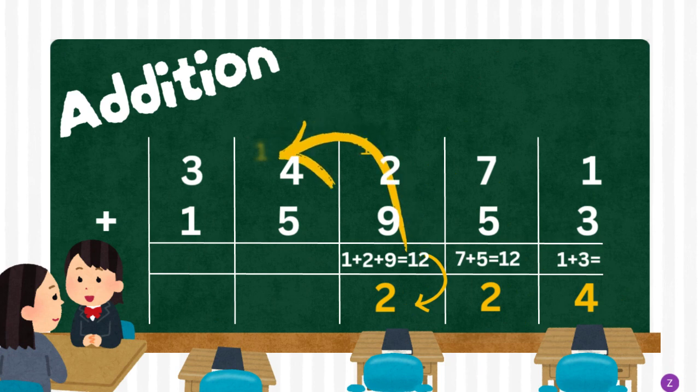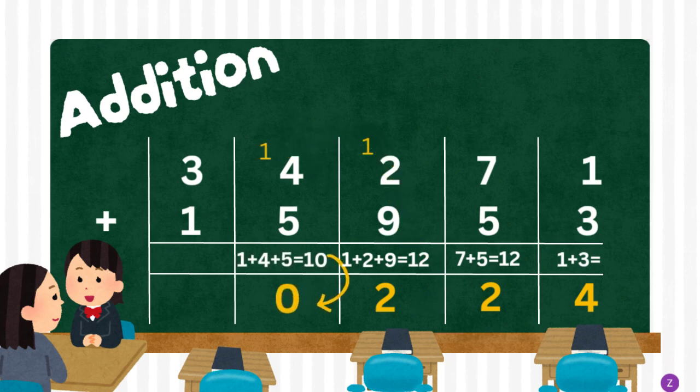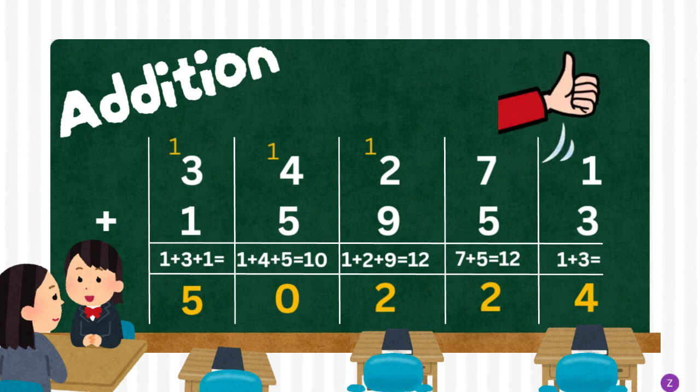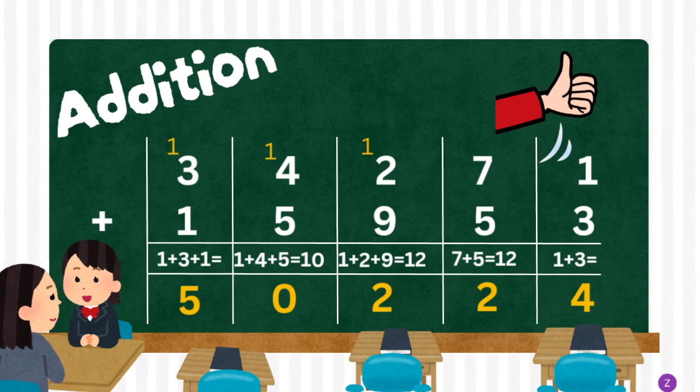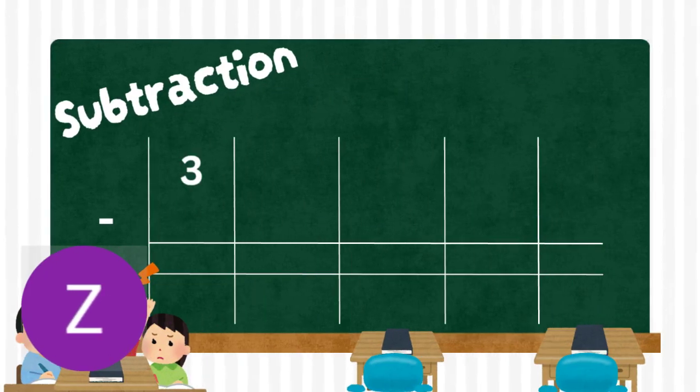This now becomes 1 plus 4 plus 5, which is equal to 10. Here we put the 0 at the bottom and carry over the 1 to the next column. This now becomes 1 plus 3 plus 1, and that is equal to 5. So my answer here is 50,224.